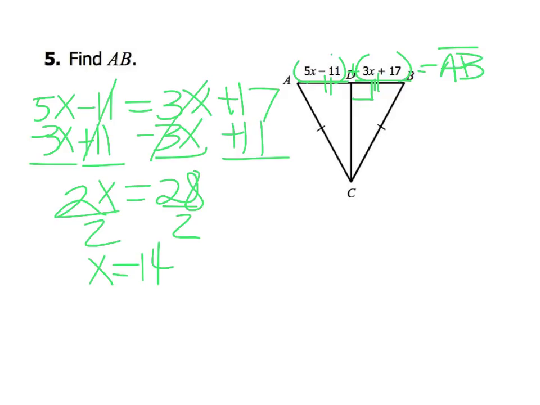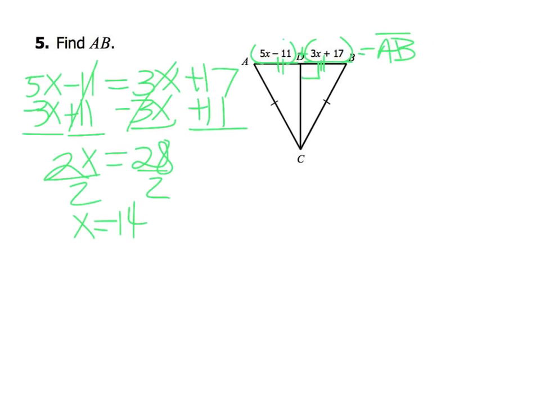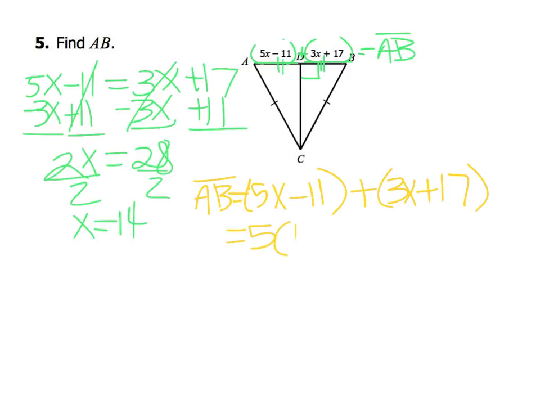So we're going to say that, let me get some more space here. 5x minus 11 plus 3x plus 17, that's what AB equals, all right? Because we're adding, segment addition postulate. We're saying AD plus DB equals AB. Then we want to plug 14 in for x every time we see it. So 5 times 14 minus 11 plus 3 times 14 plus 17.